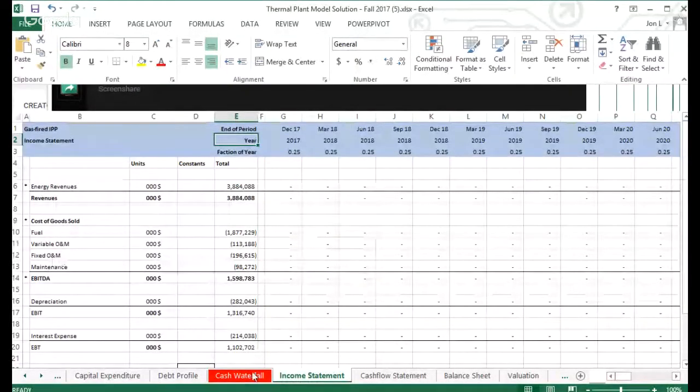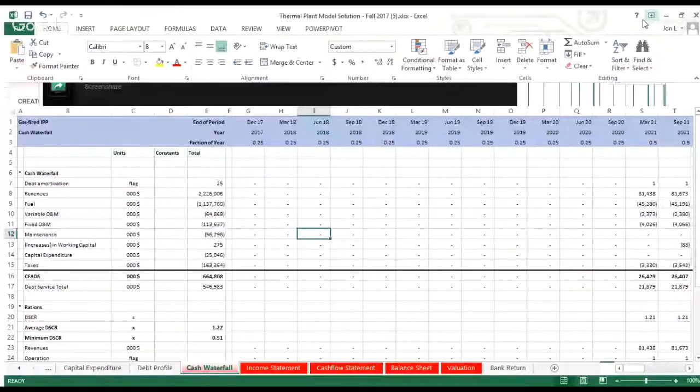So cash waterfall, income statement, cash flow statement, balance sheet, and valuation. So these are probably the most technical part of the assignment. It's going to require a lot of accounting. So we'll start with the cash waterfall.